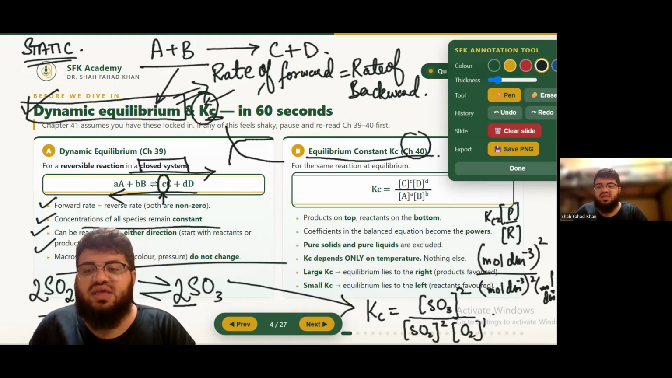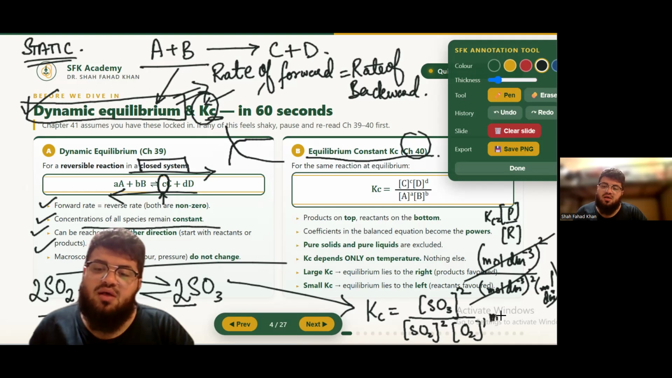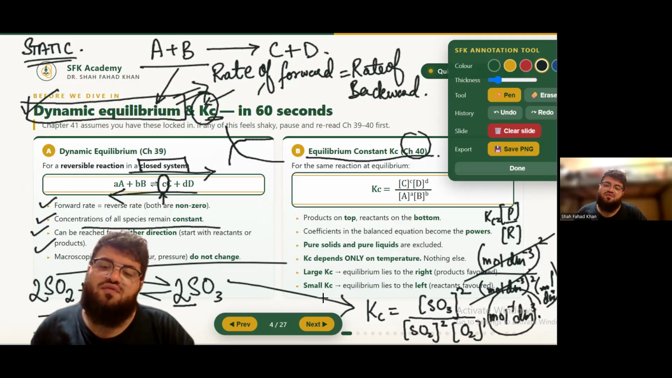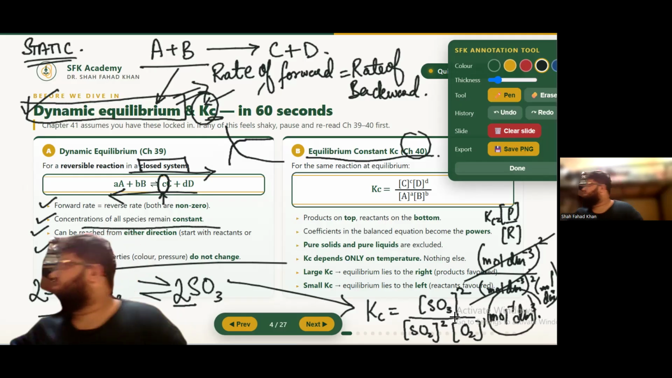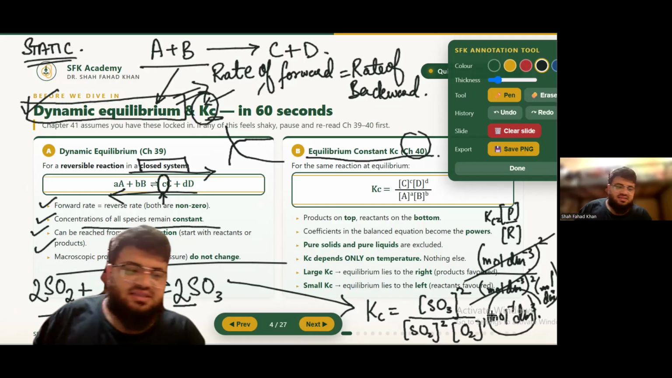So as you can see, the squares cancel out and the mole per dm cube in the denominator will go up. So it's going to become mole inverse dm cube. That's going to be the unit of Kc in this particular scenario. Make sense?